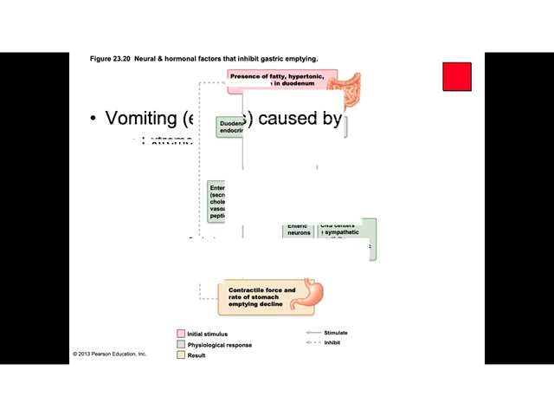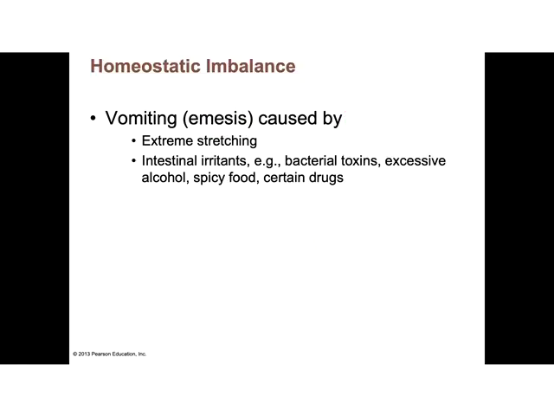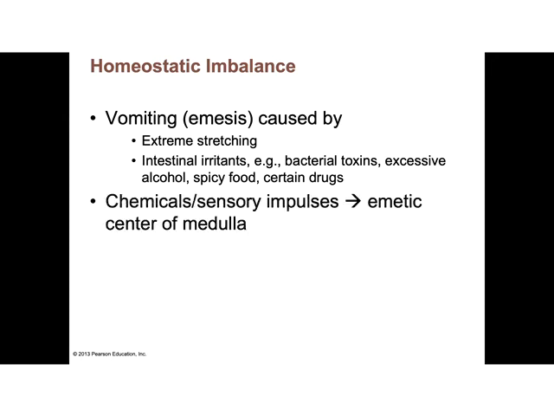Vomiting is caused by extreme stretching of the stomach, filling it quicker than it can accommodate, or irritants. These include toxins, alcohol, spicy foods, certain drugs. Why do we respond this way to an irritant? To get rid of the pathogen or the toxin, okay? Get it out. Chemicals and sensory impulses are going to hit the emetic center of the medulla. Emesis just means to throw up, okay?